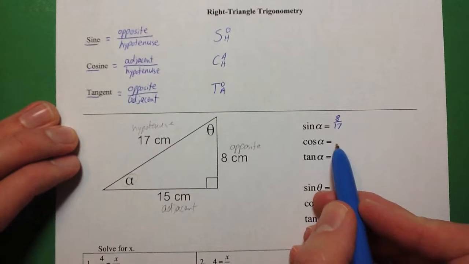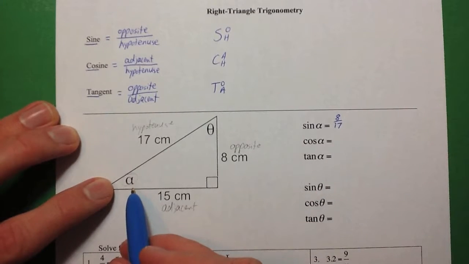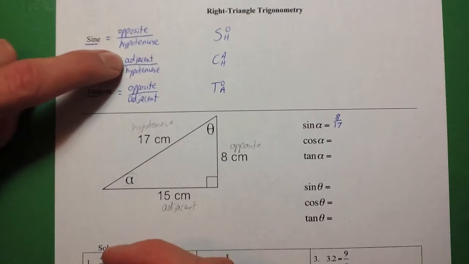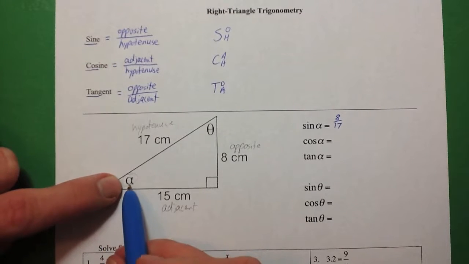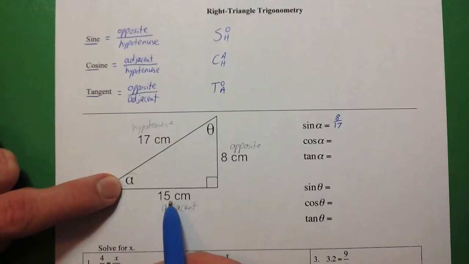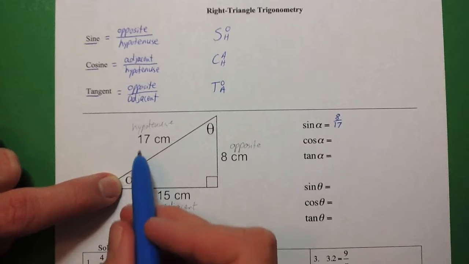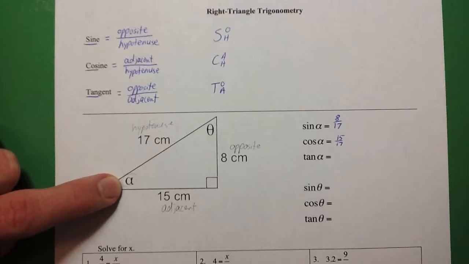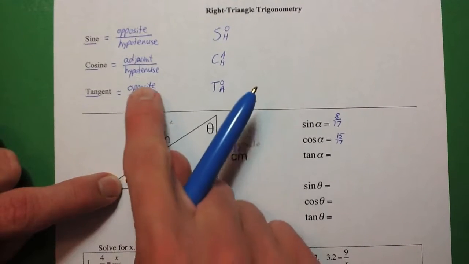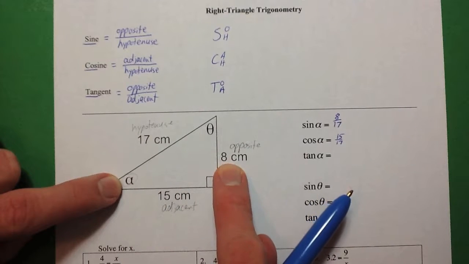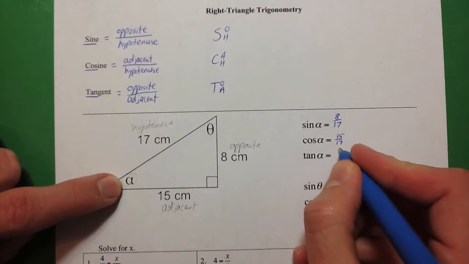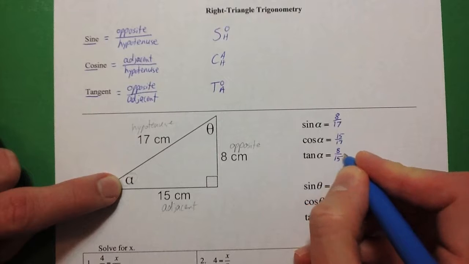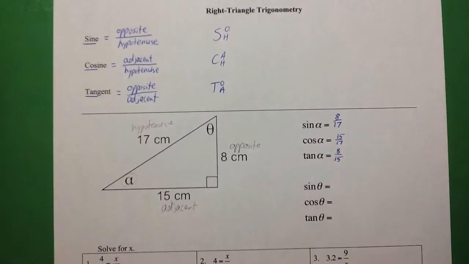Okay? Cosine of alpha is going to be adjacent divided by hypotenuse. Adjacent is 15 divided by the hypotenuse, which is 17. So it's 15 divided by 17. And the tangent is going to be opposite over adjacent, so it's 8 divided by 15. And we have just filled those in. That's all we had to do. We didn't have to think too hard about it.